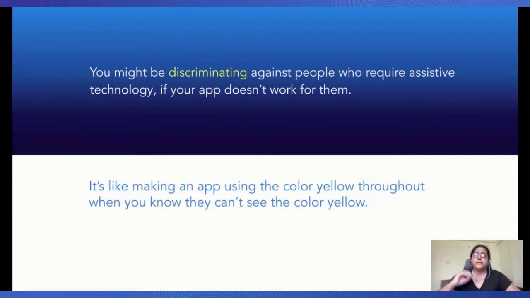So we might be discriminating against people who require assistive technology if our app doesn't work for them. Like, we're not doing something special if our apps are accessible. It's like deliberately using a certain color, let's say yellow, throughout our app, when we know that a significant portion of our users cannot perceive the color yellow, and the app will be of no use to them.